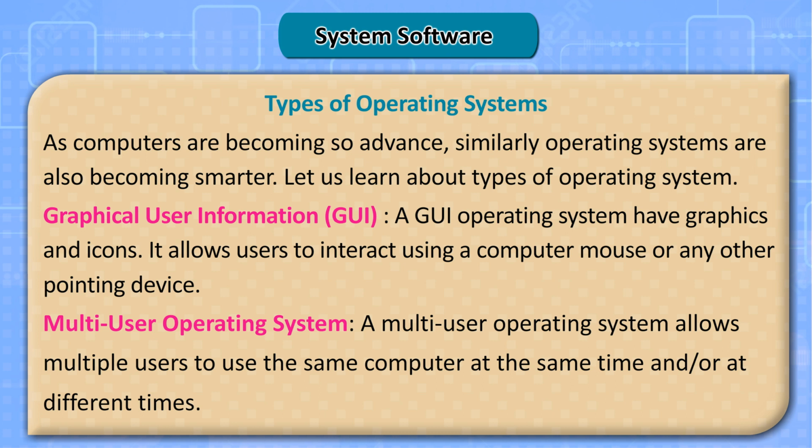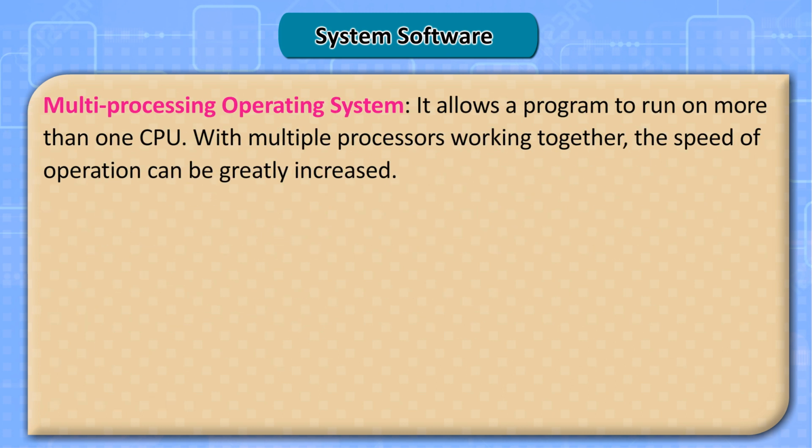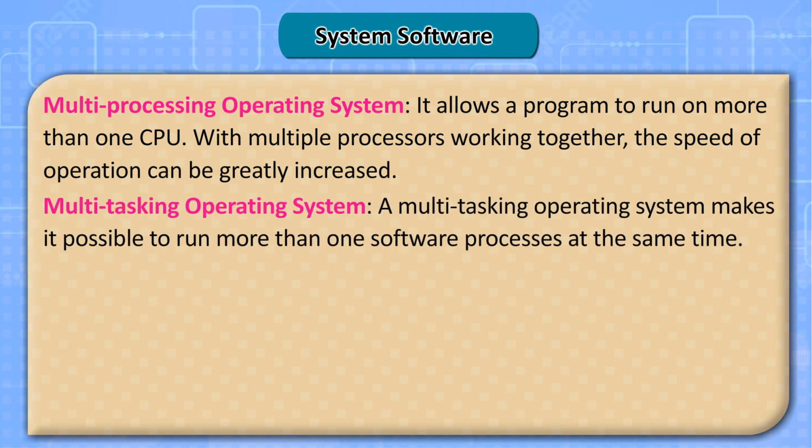Multi-user operating system. A multi-user operating system allows multiple users to use the same computer at the same time and/or at different times. Multi-processing operating system. It allows a program to run on more than one CPU. With multiple processors working together, the speed of operation can be greatly increased.